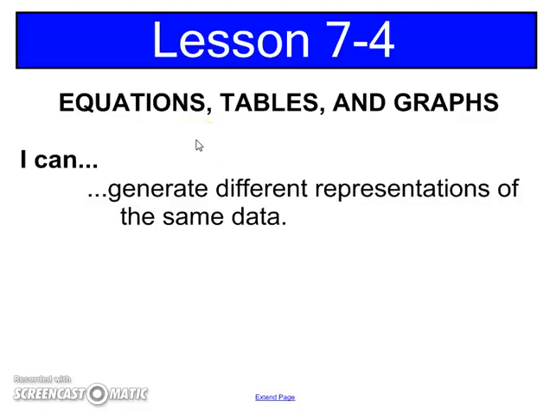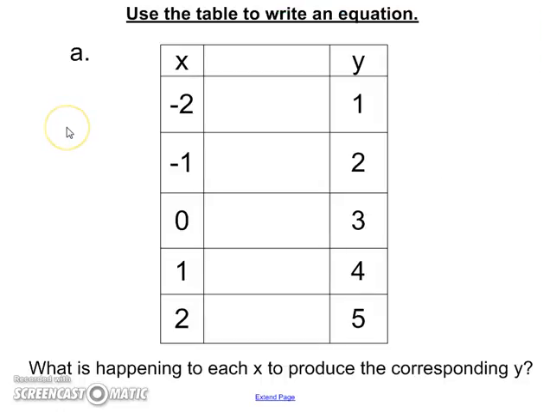All right, lesson 7.4. We are going to talk about equations, tables, and graphs, and being able to generate different representations from the same data. So I'm going to jump ahead quickly right now. I have this table of data in example A. I want to be able to take this data here and write its equation. So we're going to go from table to equation.